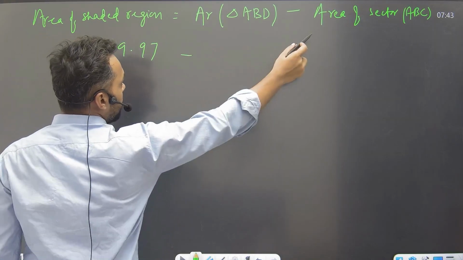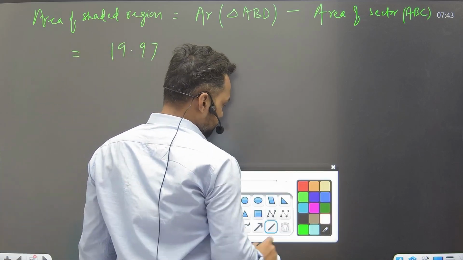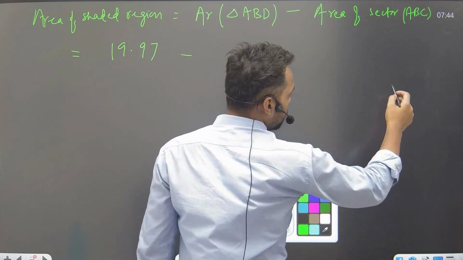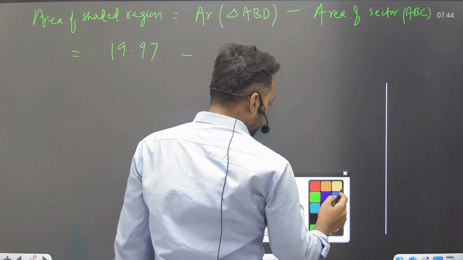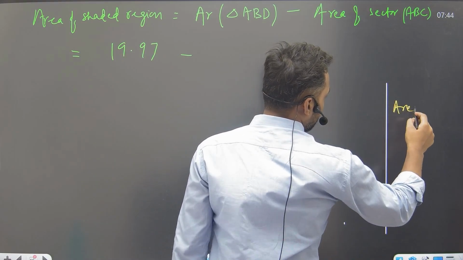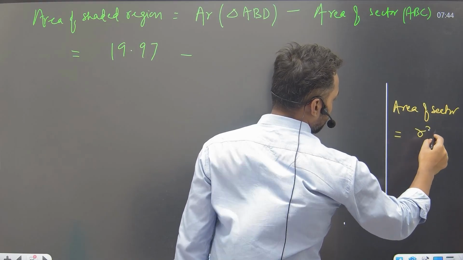So we'll apply the formula of area of a sector. I'll mention this part as well. What is area of a sector? Area of a sector, students, is given by, in radians, r square theta by 2.